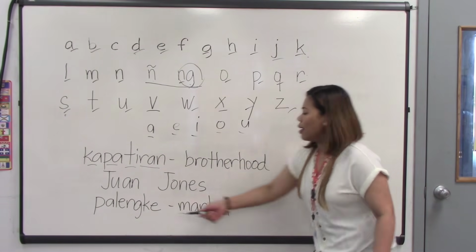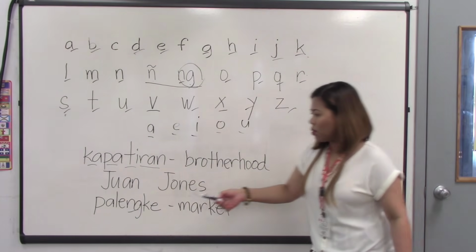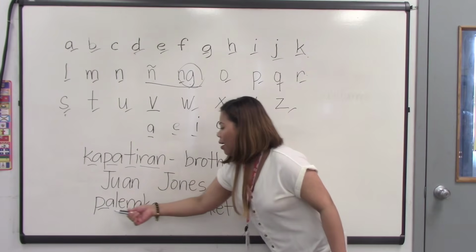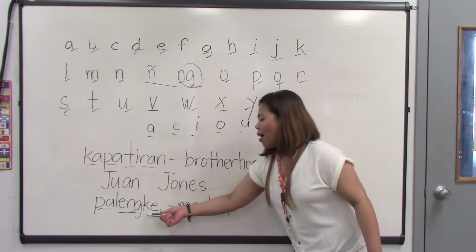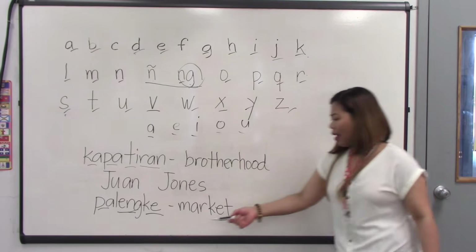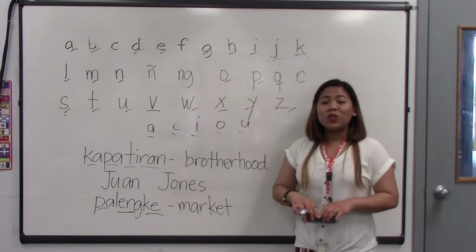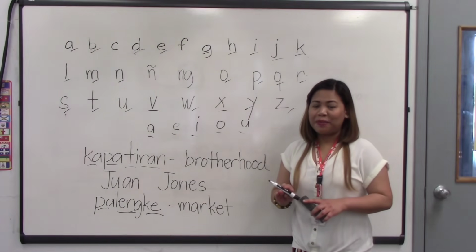This one, it has an NG. You need to syllabicate it to pronounce this correctly. Pa, leng, ke. Palengke. Palengke means market.